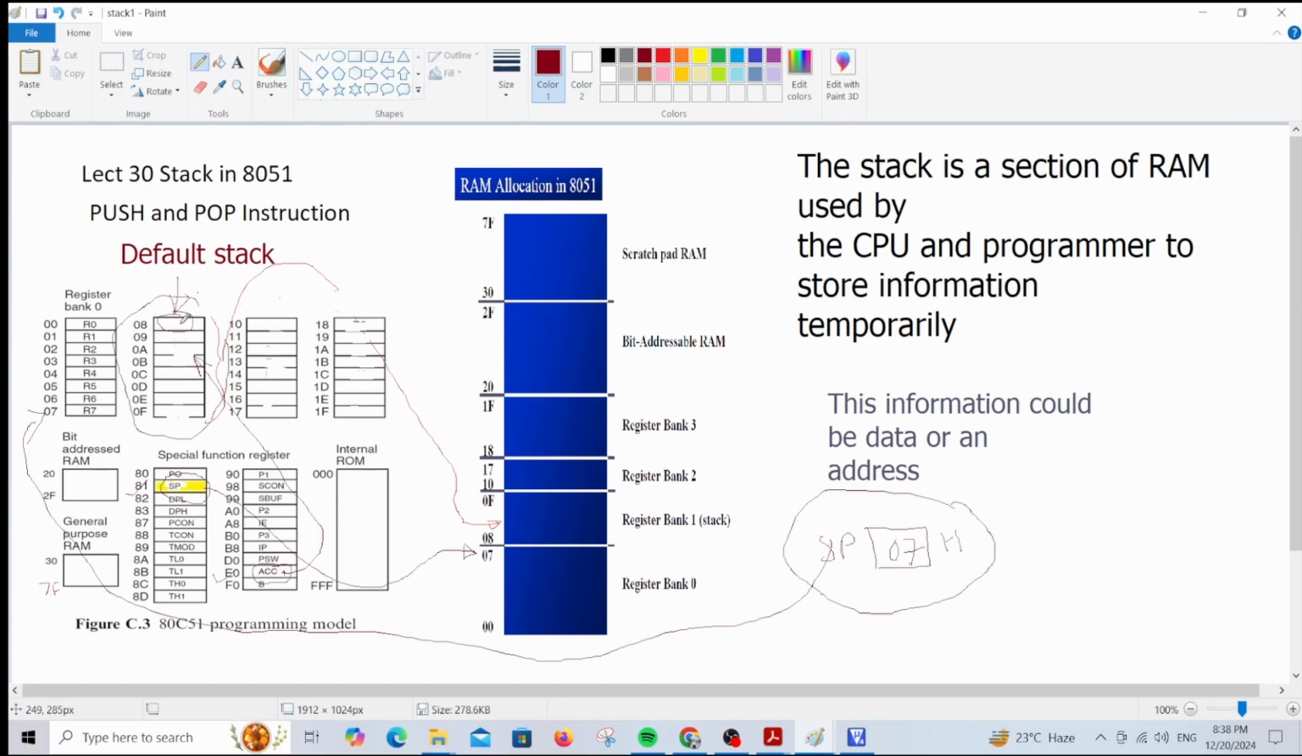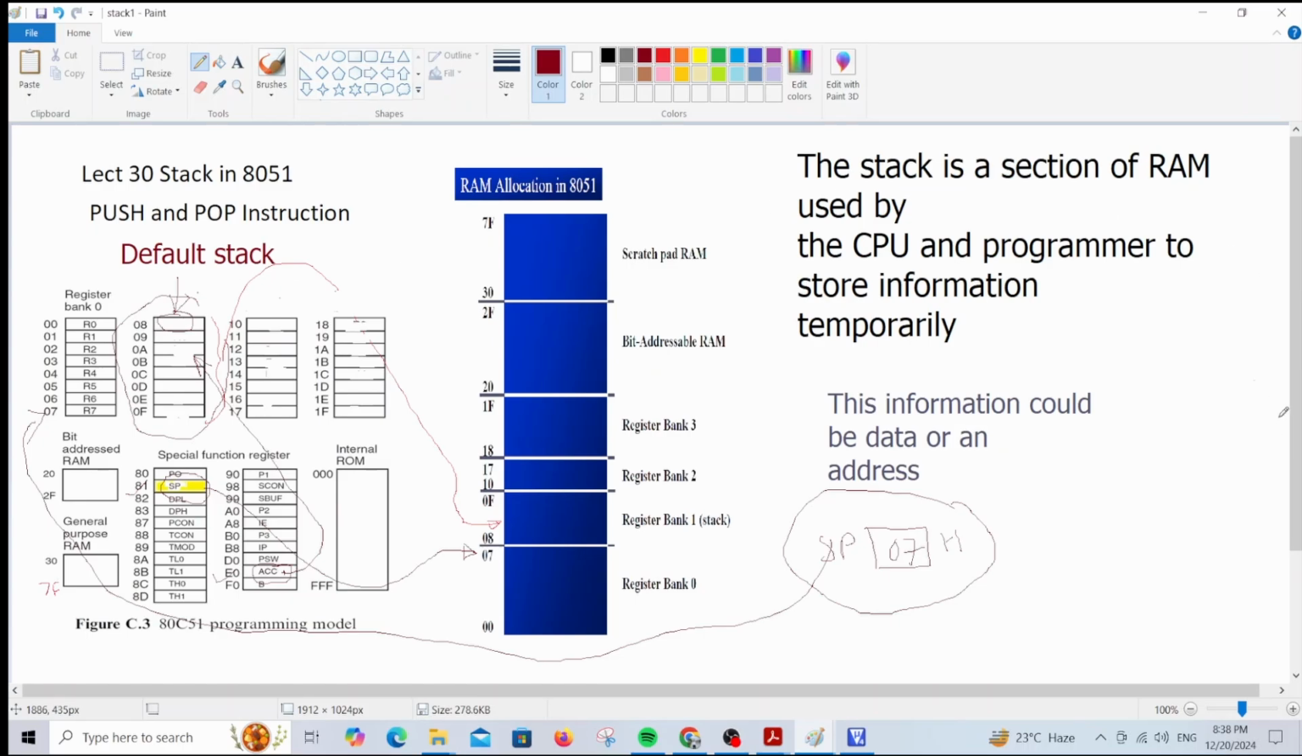In some microprocessors like 8085, 8086, the stack is used in a different way. Stack starts from a higher location, and when we push, stack pointer decrements, and when we pop, stack pointer increments. But in 8051, when we push, stack pointer actually increments, and when we pop, then it decrements.